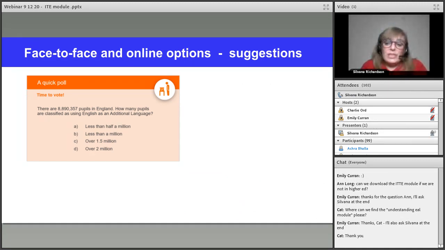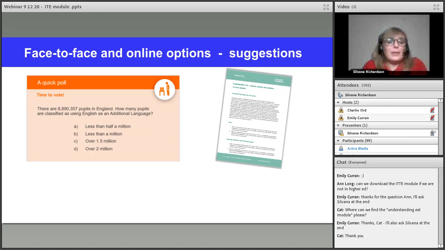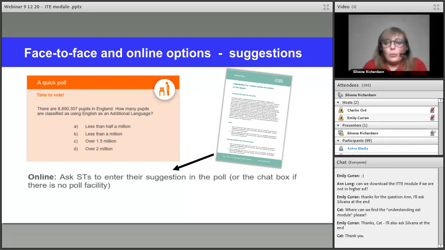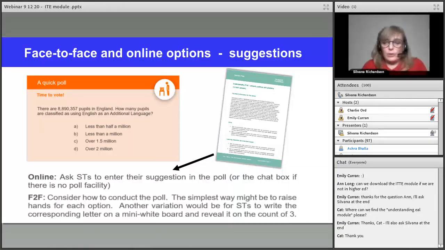As I said, it's not just materials that we have designed to cater for online and face-to-face settings. There were many moments where it was perfectly okay to use the same material, but to offer different recommendations or suggestions about how to use them. So this is, for example, an activity which is a quick poll to engage student teachers at the start of the session. And in the session plan, we include different recommendations. The poll can be used in exactly the same way, but for online, for example, we recommend asking the student teachers to enter the suggestion in the poll, if you have a poll, or in the chat box if there is no poll.